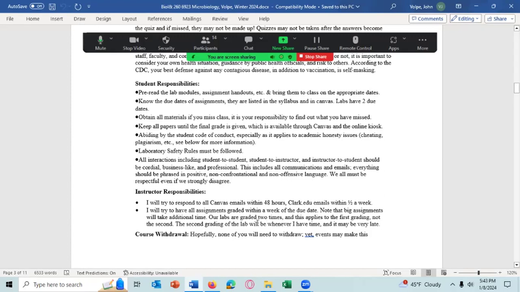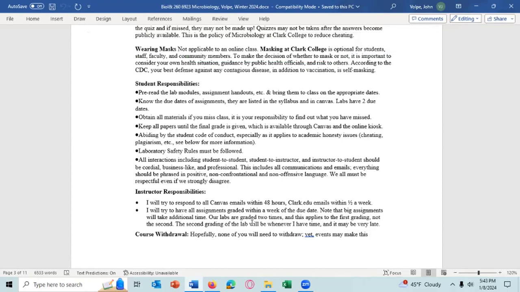Your labs will be graded 2 times. I will try and get the first grading done within 1 week. But the second grading, I'm not going to guarantee when it's going to be graded. I will grade the second grading of the lab whenever I have time, and it may be very late. Any question about any of that?